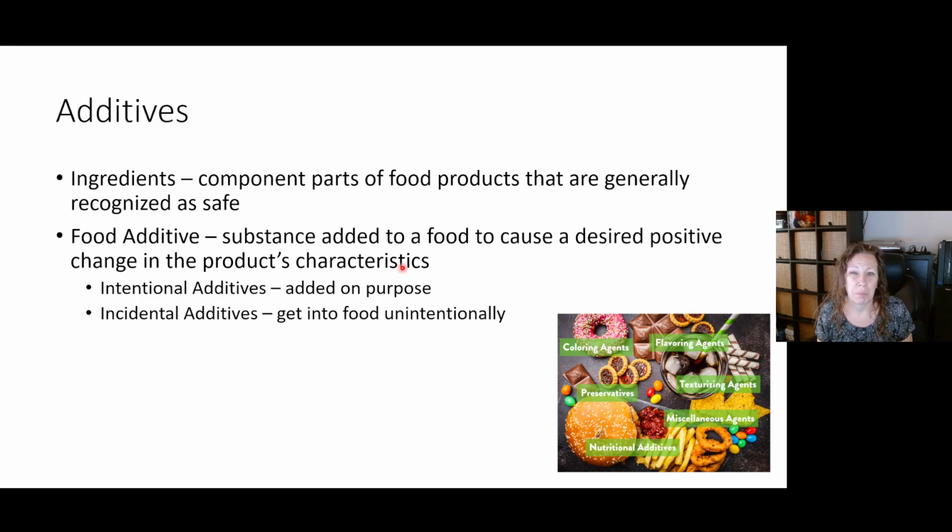Another example would be bugs in vegetables or nuts. These are things that are part of the environment where those products are harvested, and they can get into the food unintentionally. And there's a certain level that is allowed and acceptable.